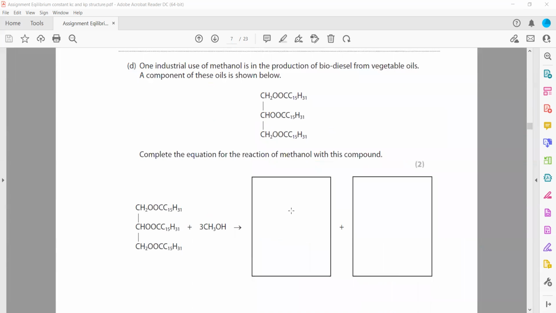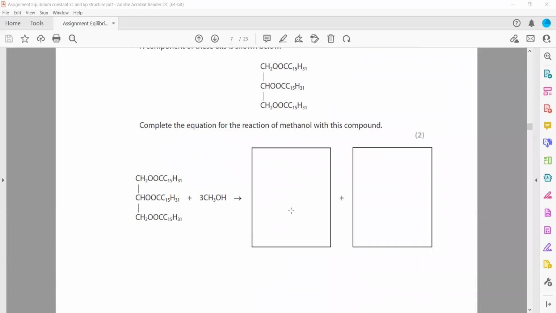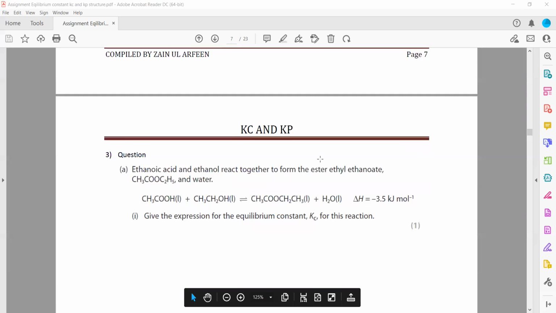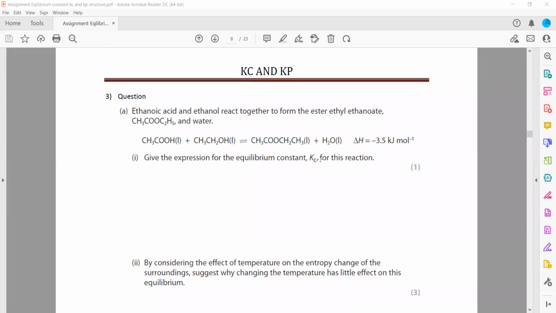Part D is related to organic chemistry, which we will discuss after the equilibrium constant question. Next is question 3.